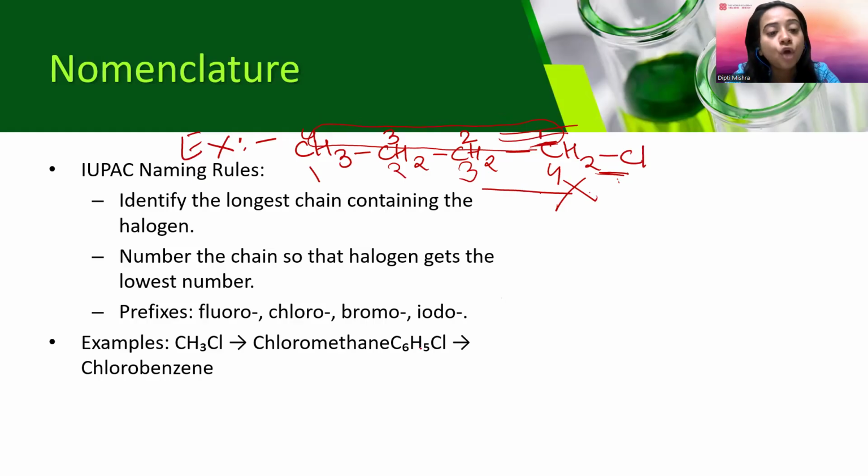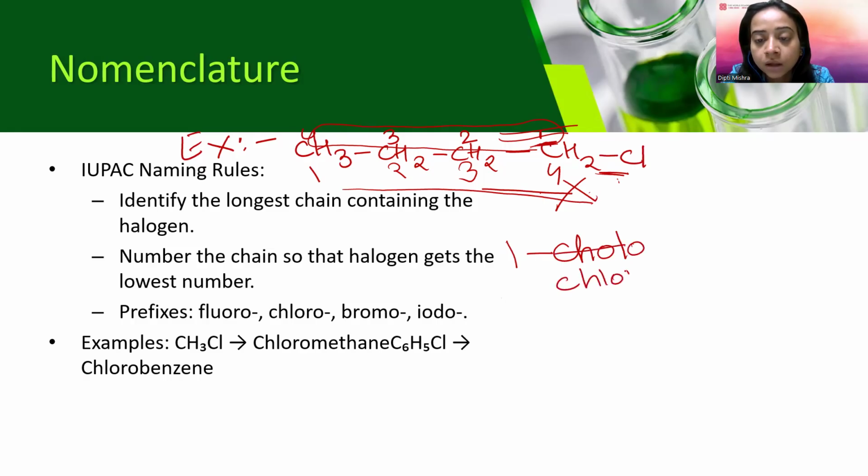Now we will add the prefix fluoro, chloro, bromo, iodo, depending on which halogen element is there in your compound. In that way we will name them. For example, if you want to name this compound, what will you have? One chloro. How many carbons? 1, 2, 3, 4. One chloro, butane. The name will be 1-chlorobutane, like that. Prefix, we are using chloro. Why? Because chlorine is there. Butane, because we have 4 carbon atoms.